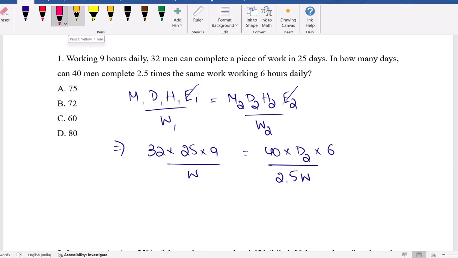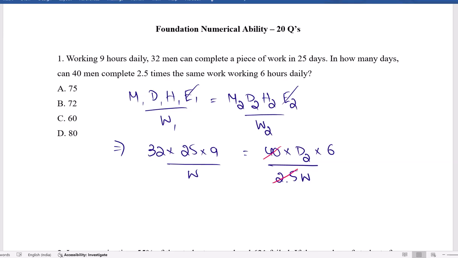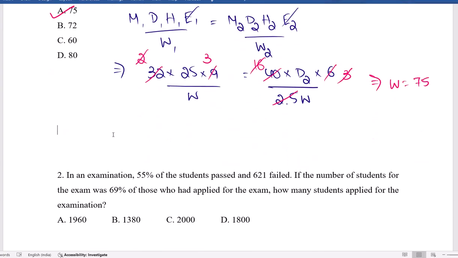Now, if you can cancel all these terms, yeah, this is 16 times, 16 2 times, 2 3 times, 3 3 times. So 25 into 3, we got 75. So 75 days are required. Let's see the next question.